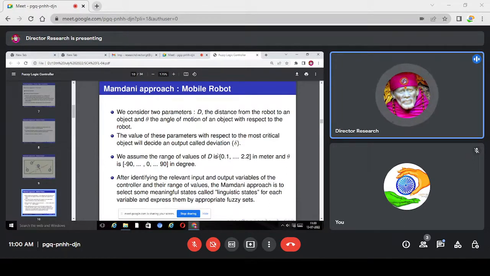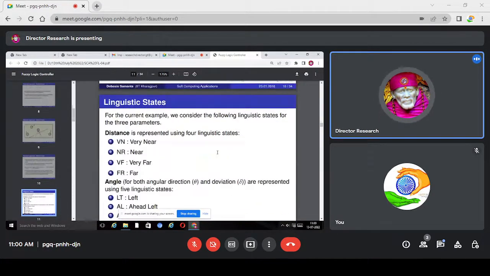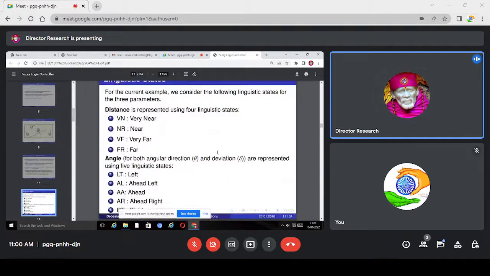After identifying the relevant input and output variables of the controller and their range of values, each of them is represented by fuzzy sets. For the current example, we consider the following states of these parameters. Distance is represented in four states: very near, near, very far, far.